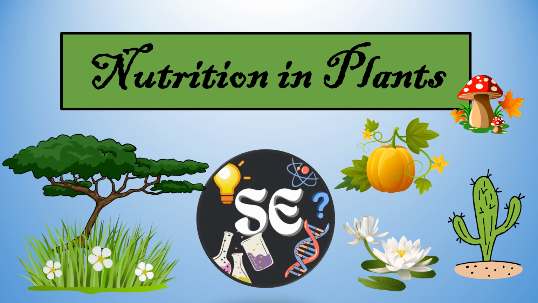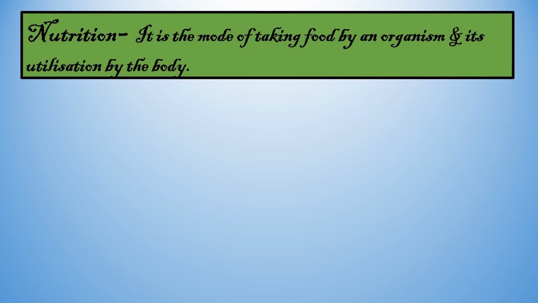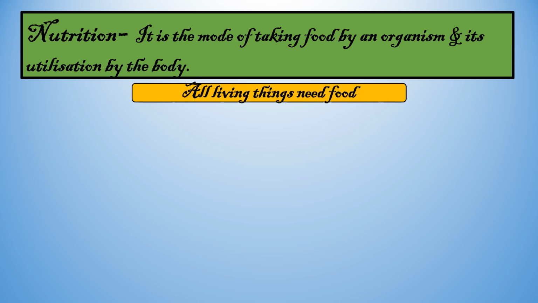So let's get started. Nutrition or nourishment is the mode of taking food by an organism and its utilization by the body. We know, children, that all living things need food, be it a small little ant or a big animal like an elephant or a huge banyan tree. But let's understand first why organisms need food.